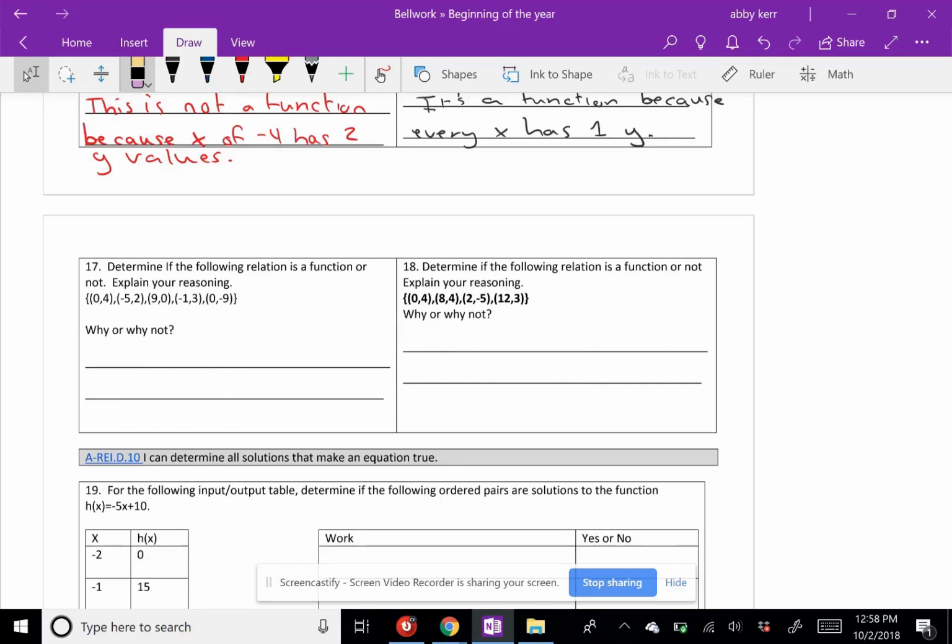Now for number 17, you do the same thing as if it was a table. You look at the x's. You see my x of 0 has 2 different y values, so it's not a function. Because x of 0 has 2 y values. All right, here we have a 0, we have an 8, we have a 2, and then we have a 12. So those don't repeat, so it is a function.